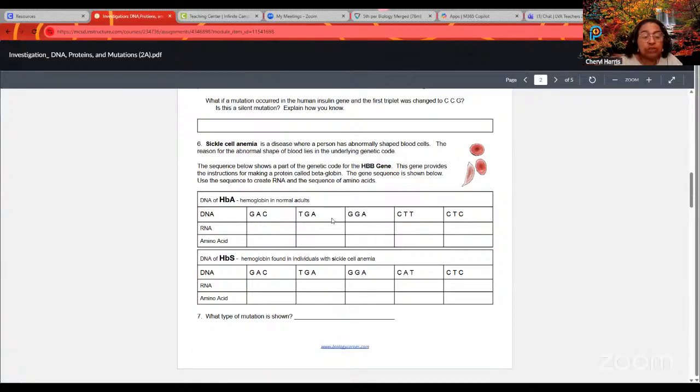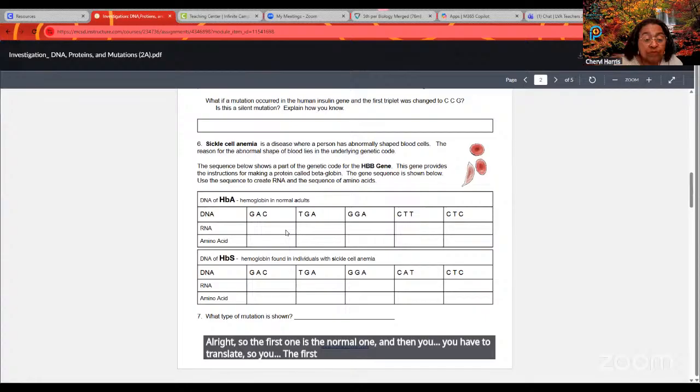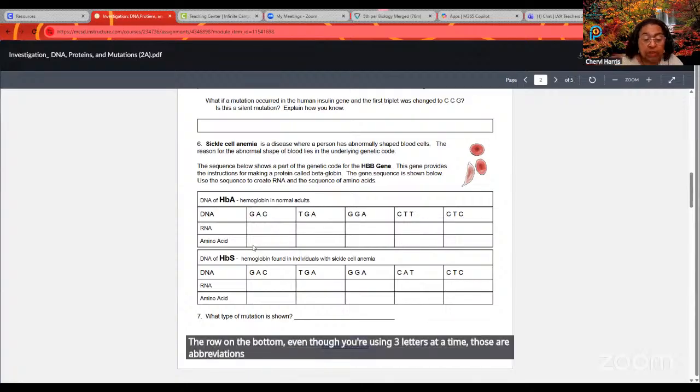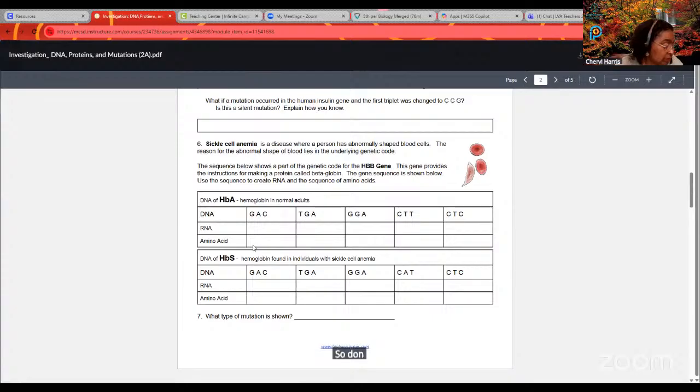All right, so the first one is the normal one, and then you have to translate. So the row of RNA is a triplet code. The row on the bottom, even though you're using 3 letters at a time, those are abbreviations for the amino acids. So don't get that confused. One is a triplet code for nucleotides. The other is just a 3-letter abbreviation for the amino acid.